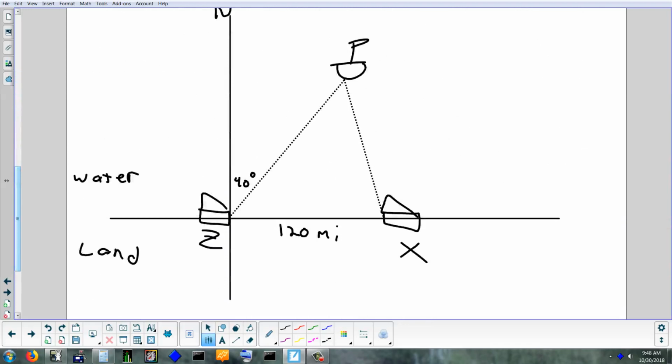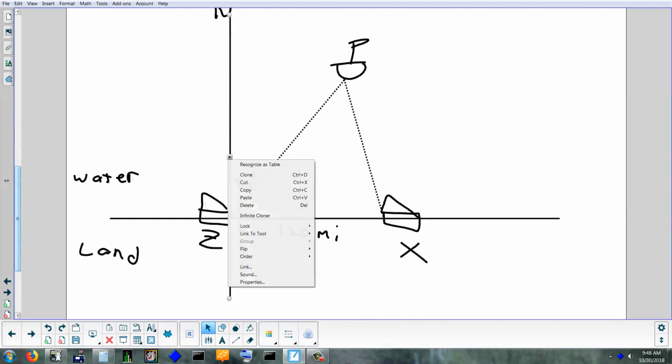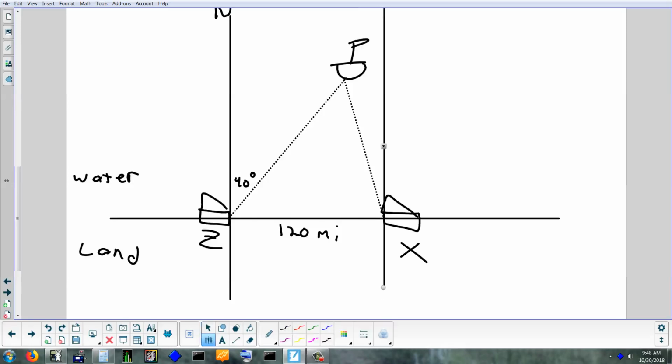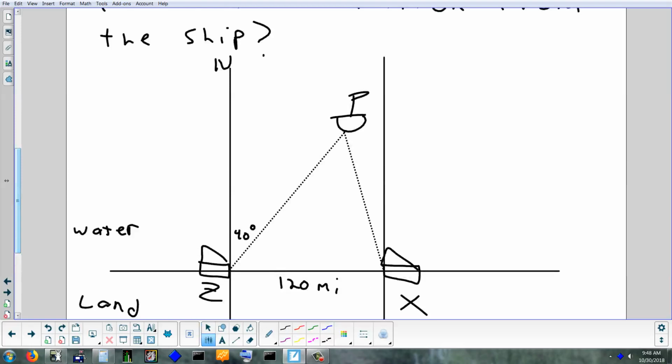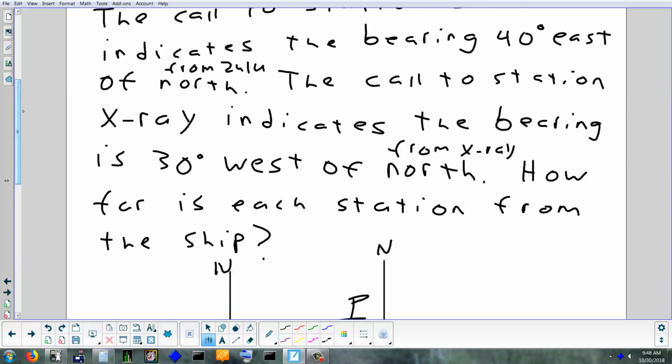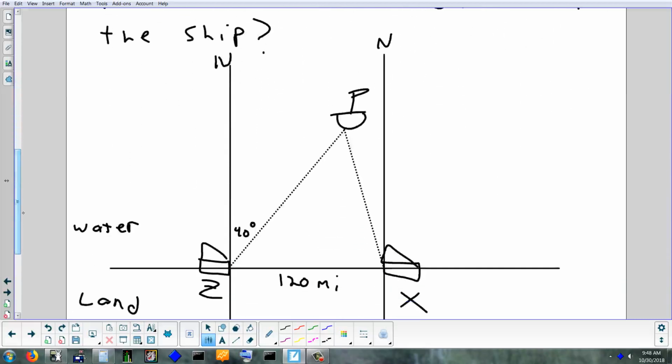Okay, now the other station does the same thing. They measure another bearing. So I'm going to put north right here. I'm kind of simplifying it a little bit, but it works okay for this problem. So there's north. And what's the bearing that this station sees the light at? 30 degrees west. West is to the left. So 30 degrees west of north. Okay. So now our goal is to figure out the distance from each ship.